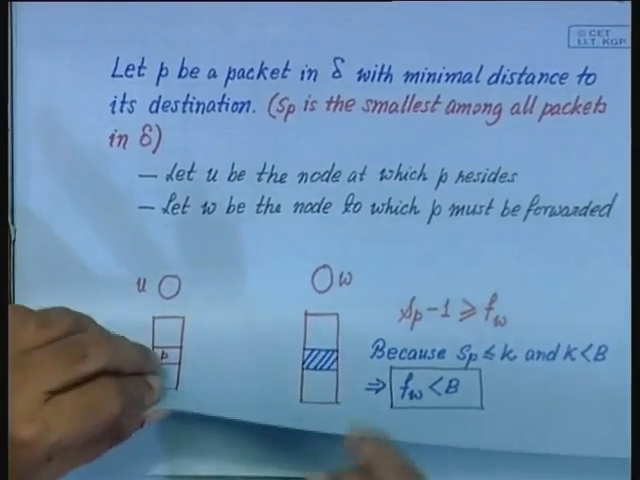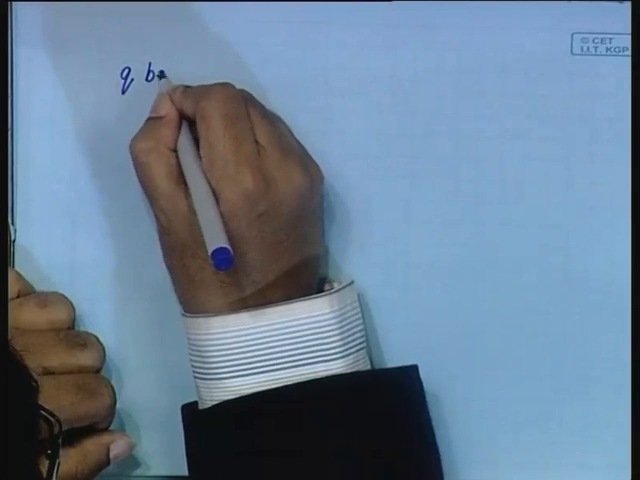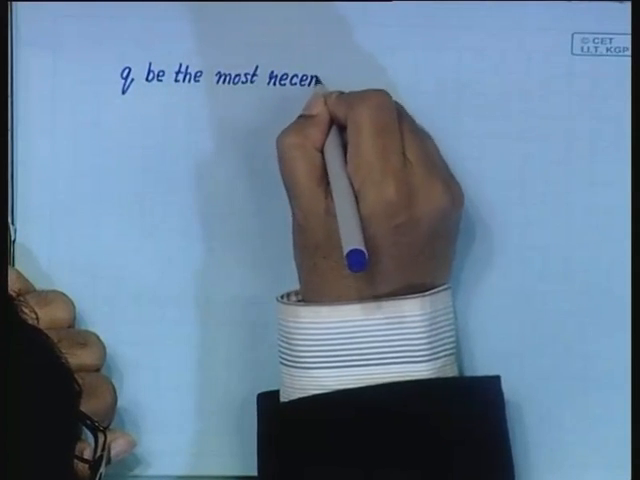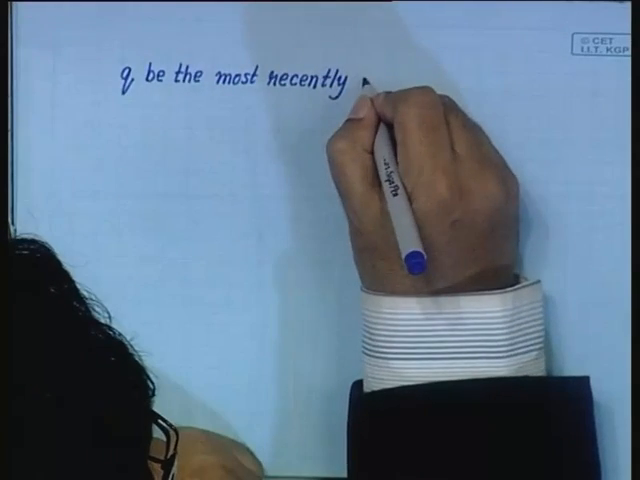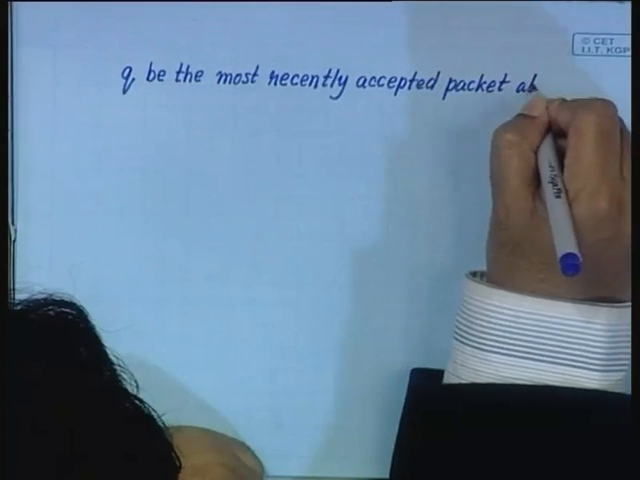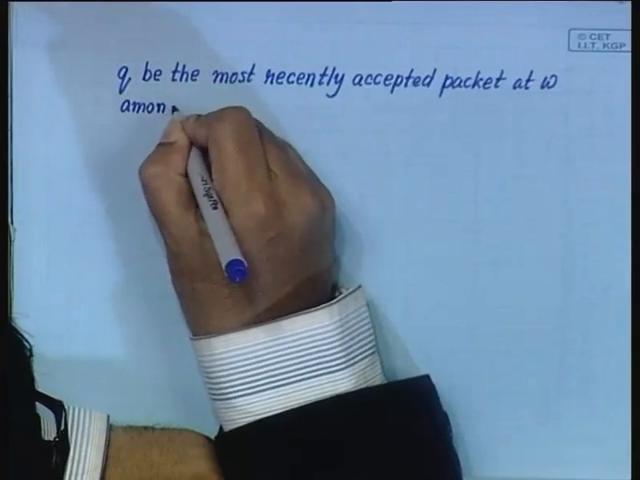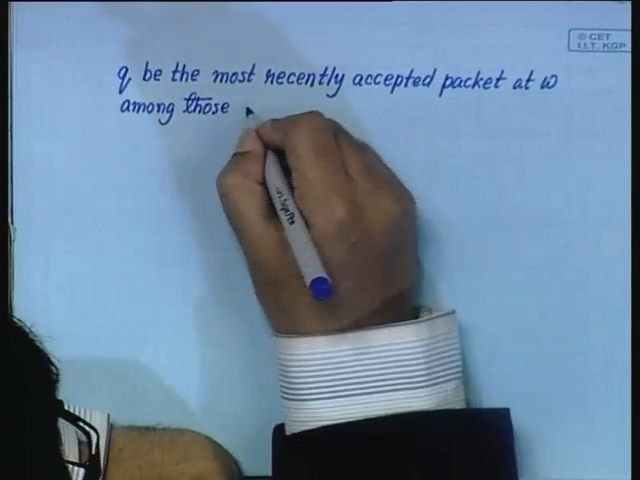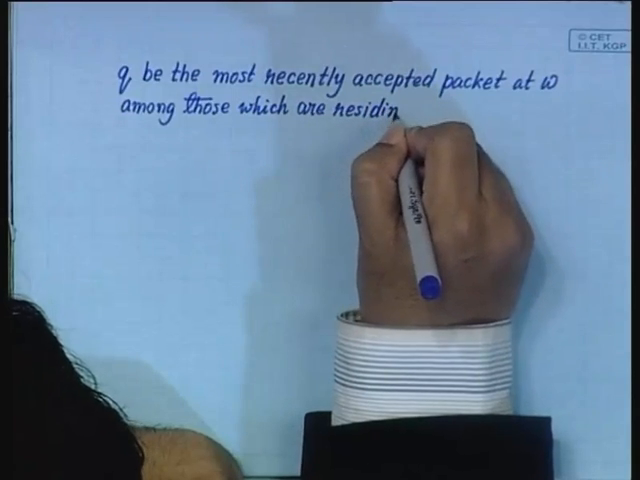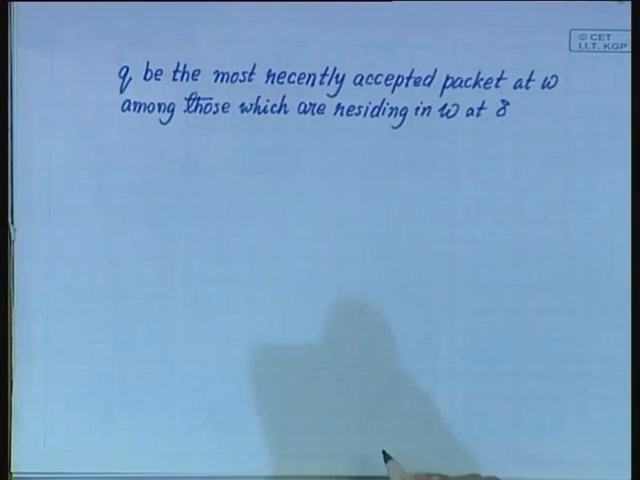Okay. Now think of the situation when, okay, so let me just write it down: let Q be the most recently accepted packet at W, okay, among those which are residing in W at delta, in the configuration delta. Okay, so that is Q.